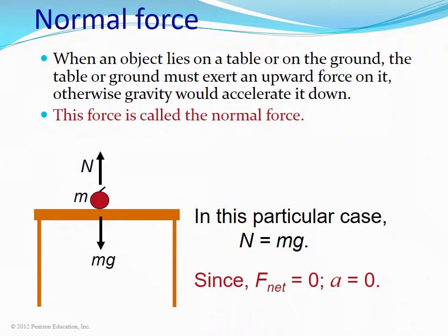When an object lies on a table or on the ground, the table or ground must exert an upward force on it, otherwise gravity would accelerate it downwards. This force is called the normal force. In this particular case, the normal force is equal to the mass times the acceleration of gravity. Since the net force is zero, the acceleration must also be zero.